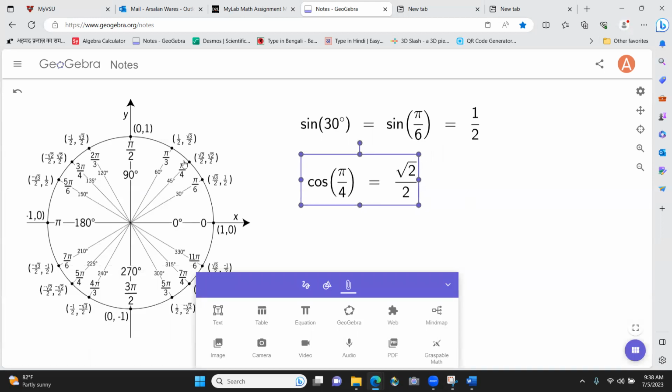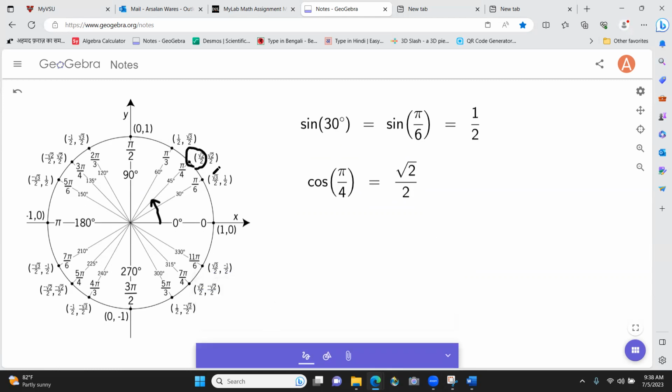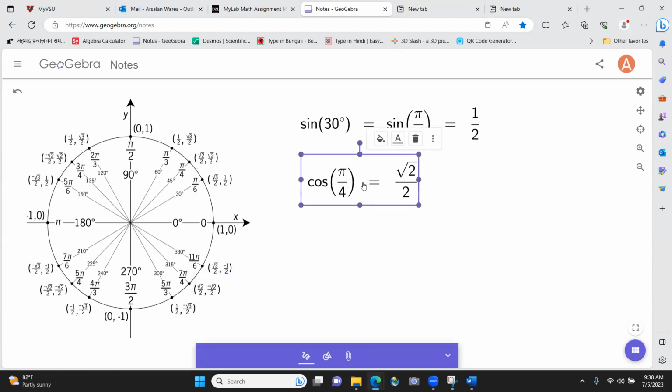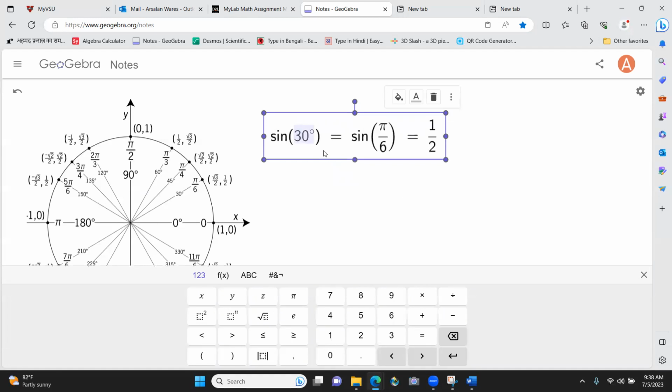Cosine is, here's the angle, pi over 4, and cosine is this coordinate. That's how you're going to write it. Now, the catch is they're not going to give you this. They're going to do the opposite. I'm going to give you an example. For instance, they're going to tell you find theta if sine theta equals a value, and let's say theta is in radians. Generally, it will be in radians, but it doesn't matter.